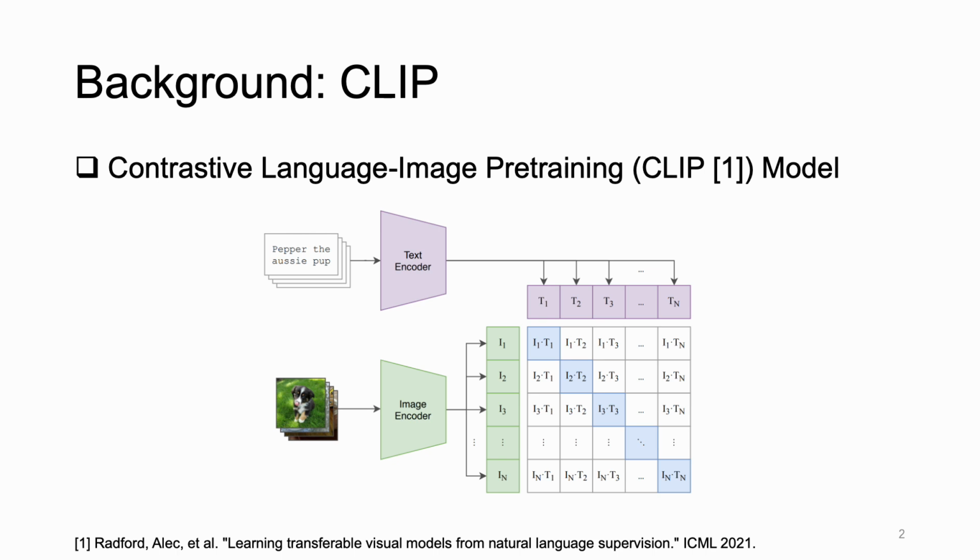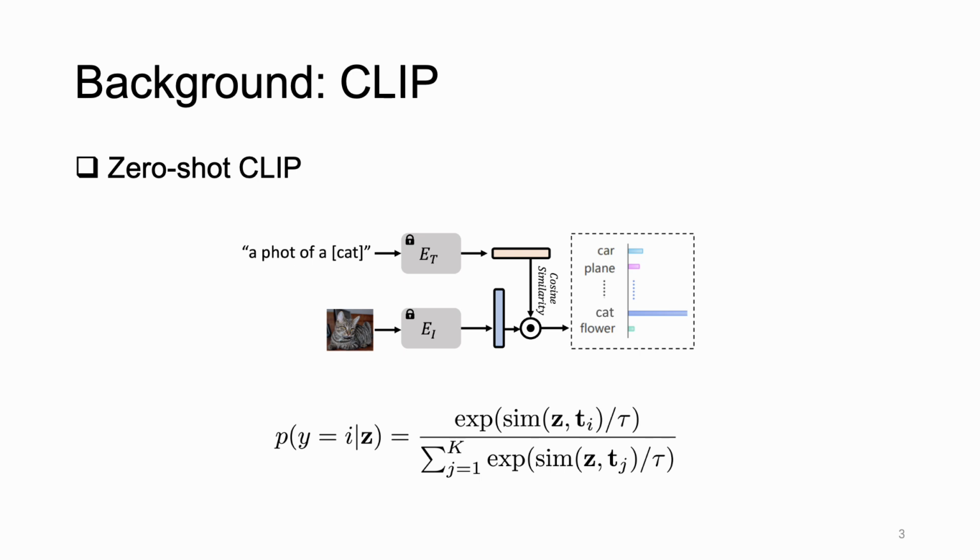So how to do that? They do it in a contrastive way. The objective is to force the paired image and text to be close to each other, and force the unpaired image and text to be away from each other. After training, this model can classify images given solely the class names. This is how the CLIP model works in a zero-shot manner.